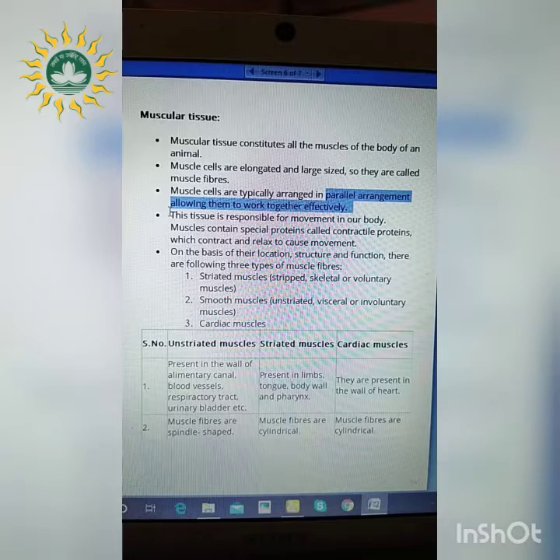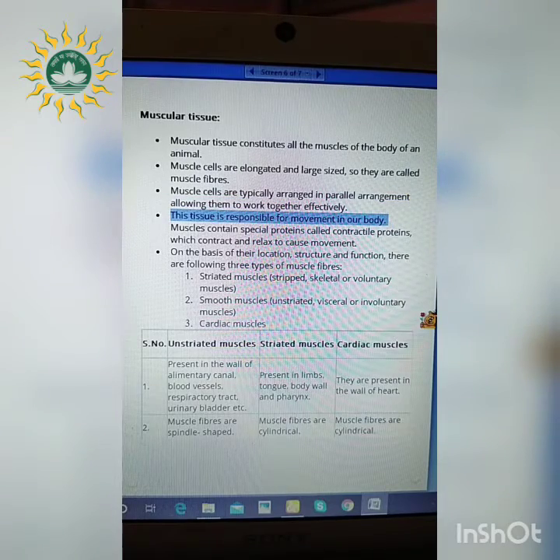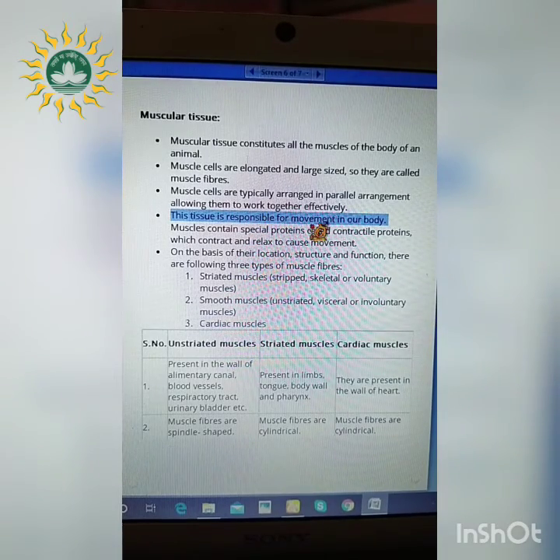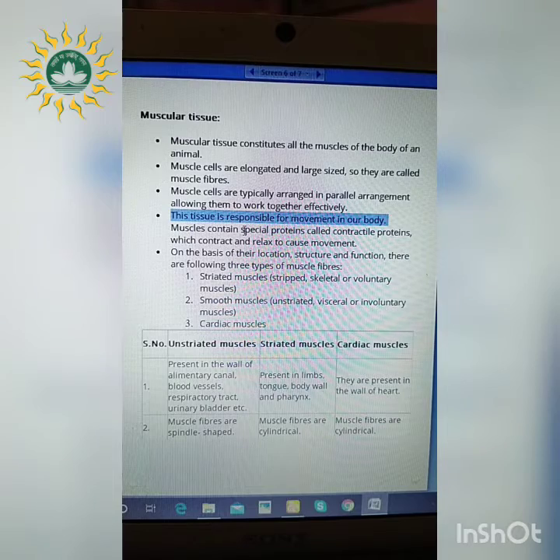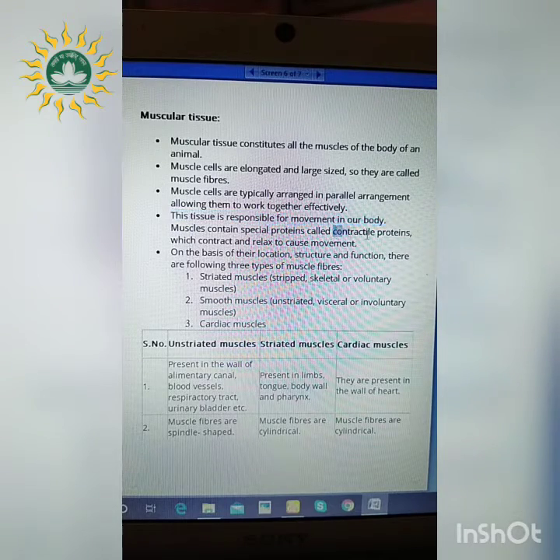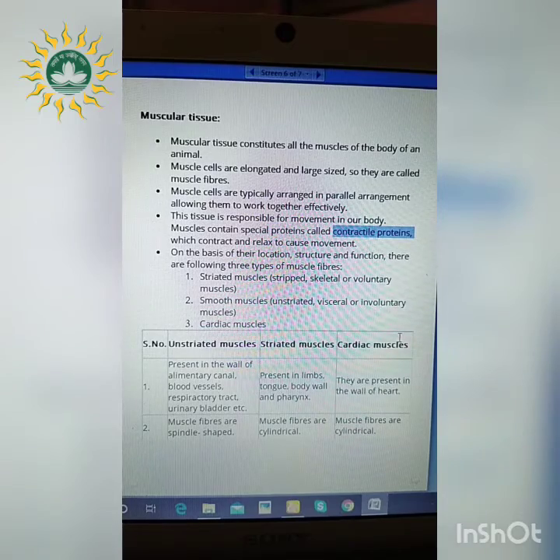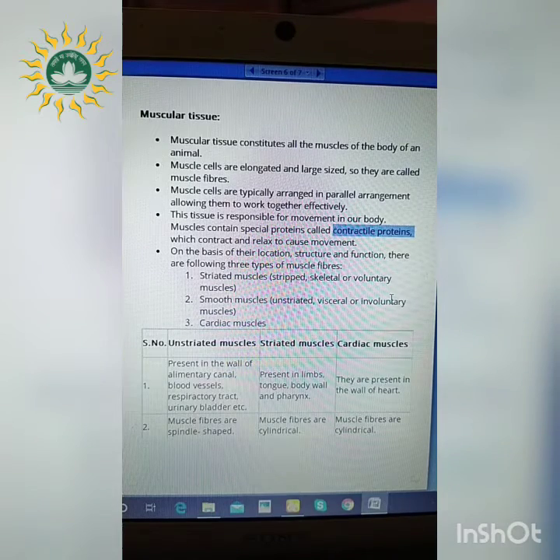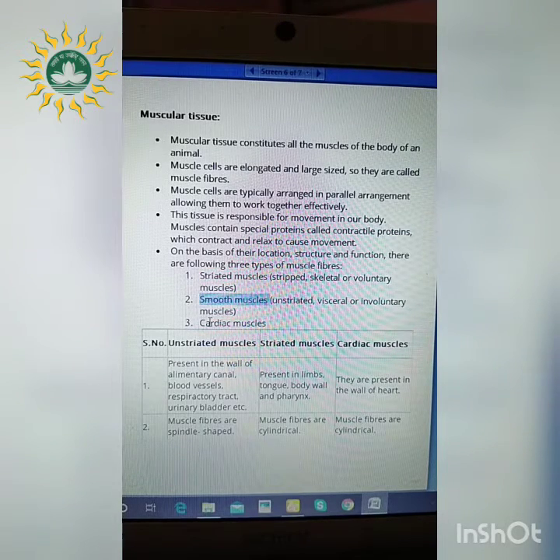This tissue is responsible for the movement of our body. We all know that muscles are present. Why? They help in the movement of our body parts, right? So this tissue is also helping in that. And how is it helping? It consists of special proteins which are called contractile proteins. What is the function of these contractile proteins? They can contract or relax and can cause movement thereby. Depending on the location, structure and function, three types of muscle fibers are noted. What are those? Striated muscles, smooth muscles and cardiac muscles. So the striated muscles, how do they look?